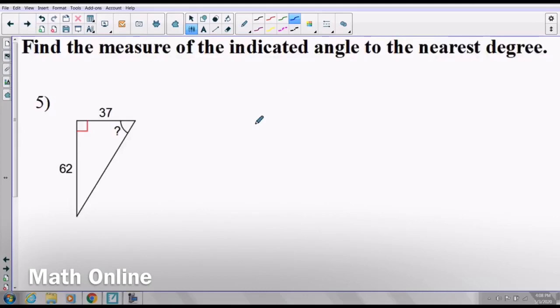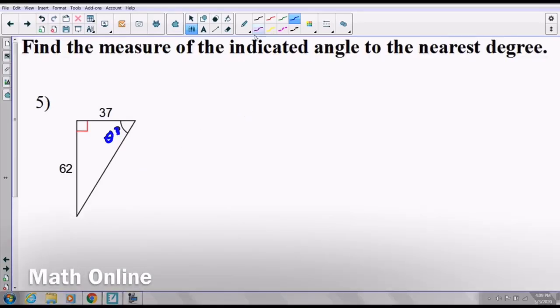So example number 5. On example number 5, they're asking us to do the exact same thing. They want us to find the measure of the indicated angle to the nearest degree. And you guys should know that the indicated angle is the angle of interest, okay? So that's the little question mark. And just like on the previous example, as you guys saw, I actually changed the question mark to theta, okay? So if you guys want, you can cross out the question mark and write theta if you want, okay?